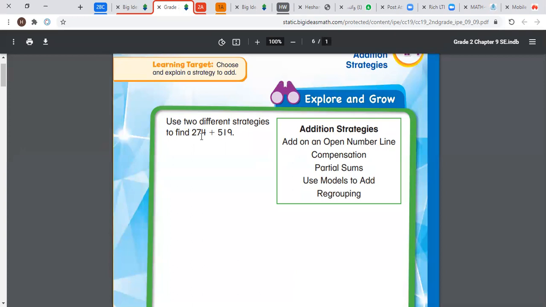274 plus 519. I'll answer this question by using partial sums. Okay, so let's write here hundreds, then I write tens, then I write ones. In the numbers 274 and 519, how many hundreds in all? Can you see we have here 200 and here 500. 200 plus 500 equals what?